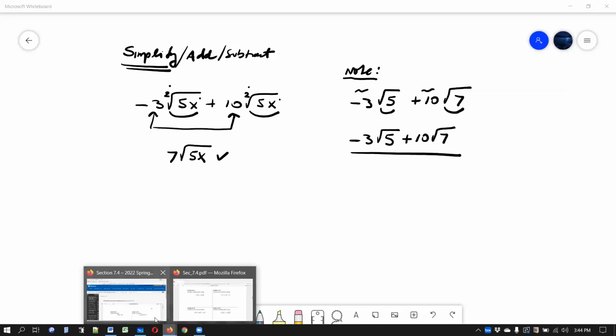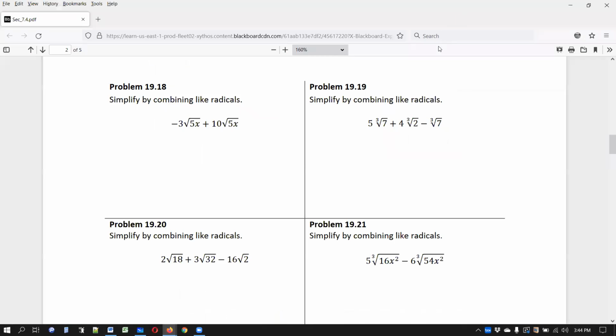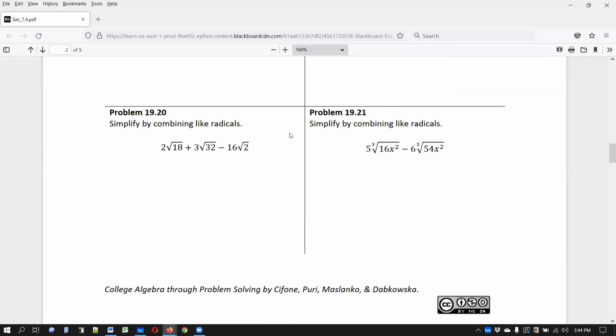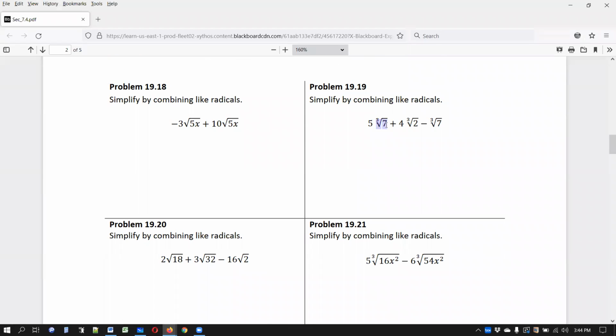Okay, very good. Let's take a look at the second case, 1920. Okay, 1919, take a look. These are all the same radicals with the same indices. I would add the 5 to the 4, which is 9, minus, there's an invisible 1 here, 8. So the answer would be 8 cubic root of 7. This is a similar case to 918.